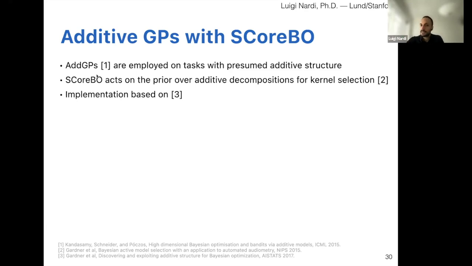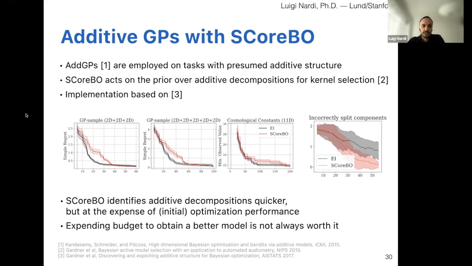Here, the thing that SCoreBO is optimizing is this assumption on the kernel decomposition, right? So in the kernel in three here, there is a posterior distribution over the hyperparameters that is learned, and SCoreBO is used to learn that in a perhaps more efficient way. What we see in the results, though, is that while SCoreBO is always able to achieve the same performance as the original paper, there is a little bit of lagging behind in the initial phase. The assumption we have is that in this very specific setting, SCoreBO identifies additive compositions quicker, and you can see it from this plot here, but at the expense of initial optimization performance.